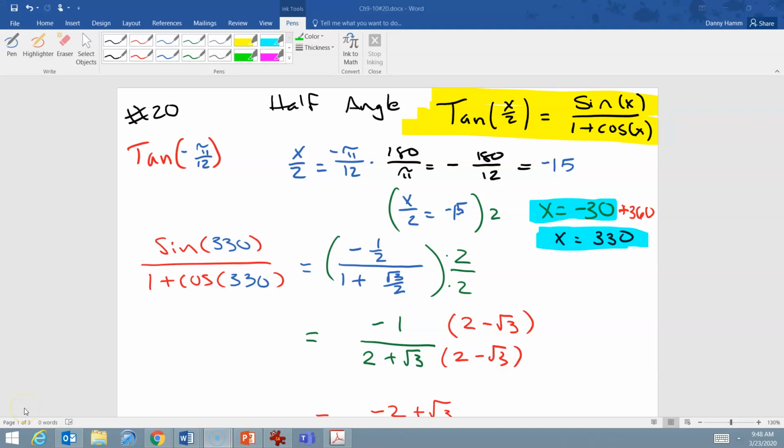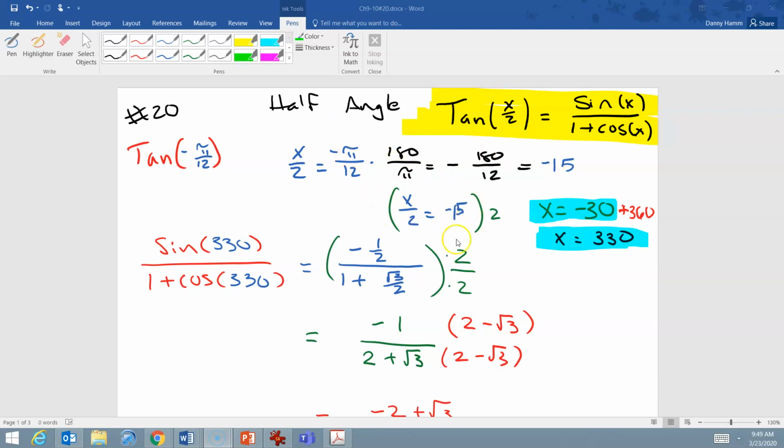Going over number 20 from the Chapter 9, Chapter 10 test, looking at half angle identities. In this particular one, we are given tangent of negative pi over 12, which I think is best to change to degrees. In doing so, we multiply by 180 over pi, giving us negative 15 degrees. This, of course, means that our half angle is equal to negative 15.